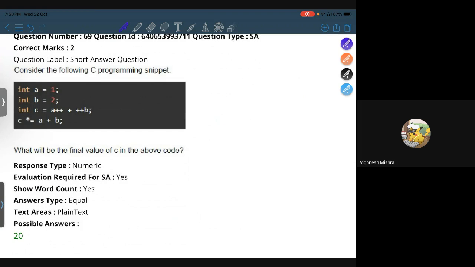Consider the following C snippet. What will be the final value of C? A is equal to 1, B is equal to 2, C is equal to A plus plus, which is 1. This will be 2, plus 3. This is also 3. So C is 4. Now C is equal to C multiplied by A plus B. A plus B is 5, so it is 20.